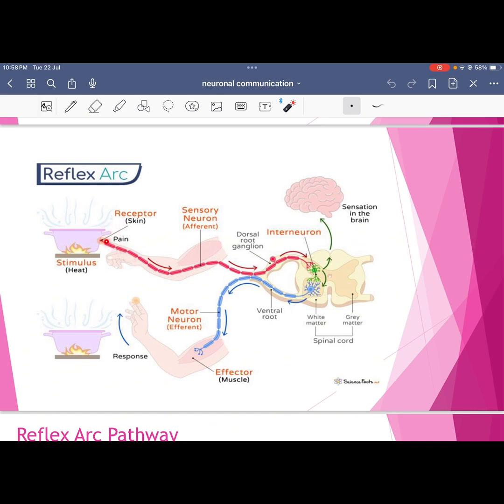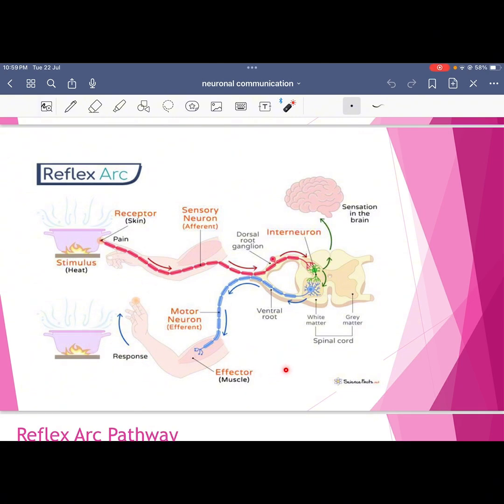The person here burned his finger, so he had a stimulus which was heat. Pain receptors detected this heat, and it traveled through the sensory neuron all the way to the spinal cord, and then the sensory neuron connected with the motor neuron via the interneuron. So the interneuron connected to the sensory neuron and sent a signal to the motor neuron, and then the motor neuron traveled to the effector organ, which is the muscle, to move the hand away from the hot stove.